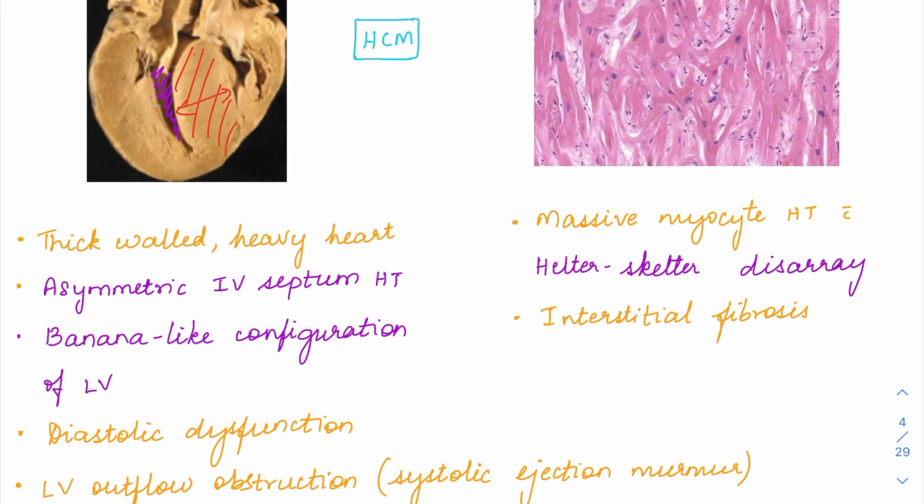And like I mentioned, it is going to result in diastolic dysfunction. And since this left ventricle is being obstructed, it will also obstruct the outflow of the left ventricle. And here, because of this left ventricular outflow obstruction, we can also hear a systolic ejection murmur. Okay, systolic ejection murmur can be heard.